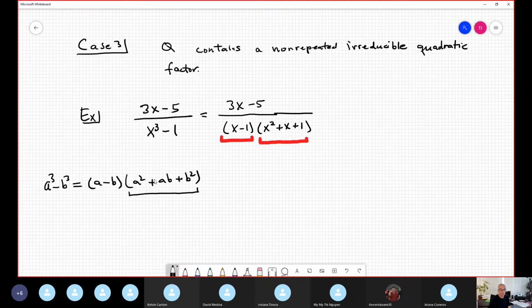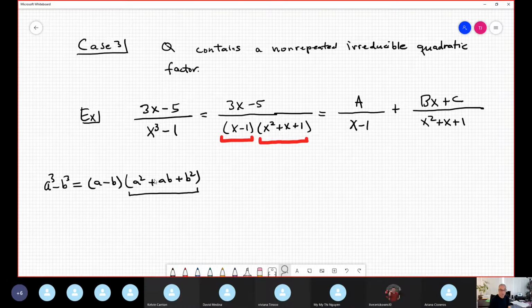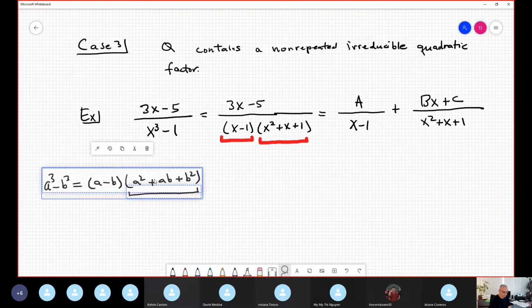Now the format for the partial fraction decomposition is, well, for the linear factor, as always, A. And for the irreducible quadratic, remember, it is Bx plus C, because this is degree 2 and this is degree 1. And my goal now is to find A, B, and C. Okay, let's do it.